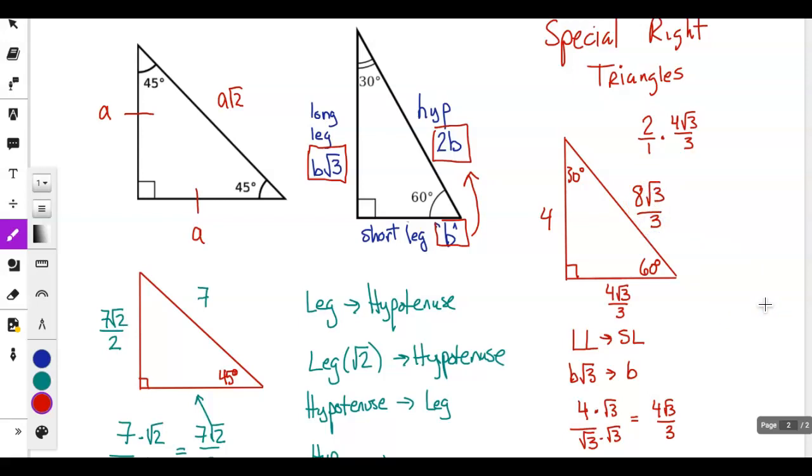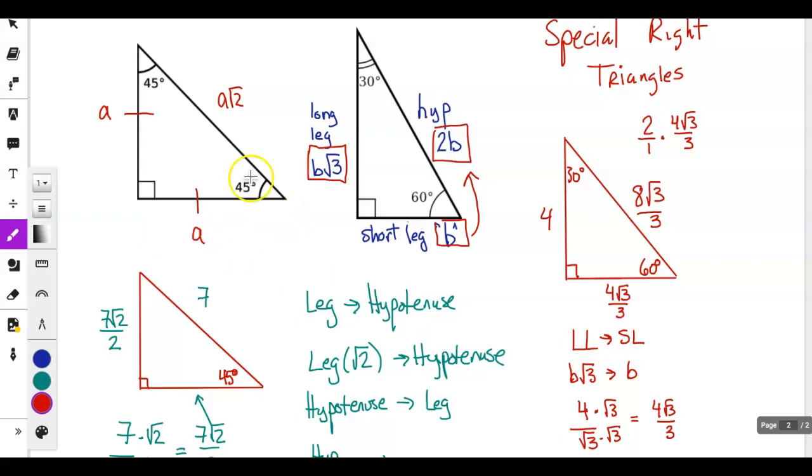Okay, so the next thing that you should try after you watch this video is you should try the worksheet on special right triangles. And when you're done with that, you can go ahead and send it to me and I will check it for you. Okay, so try your best on that. If you have any questions, let me know.